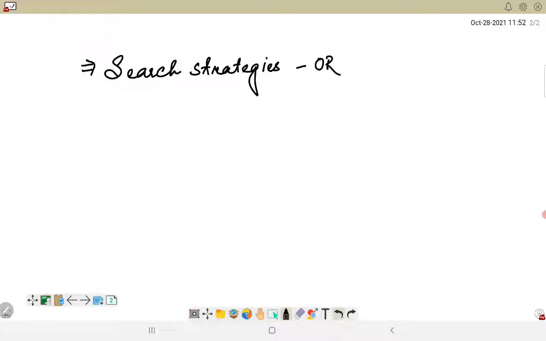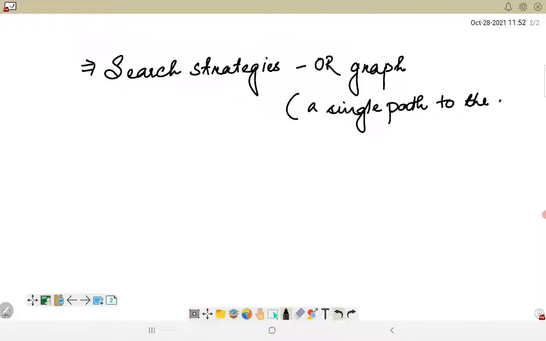Now what do I mean by this OR graph? So when we are talking about a best first search, let's say a greedy best first search or an A star search or a breadth first search or a depth first search, depth limited search, whatever search we have discussed up till now, we will understand that it will just have a single path, right? It will just have a single path. That means just one path to the goal.